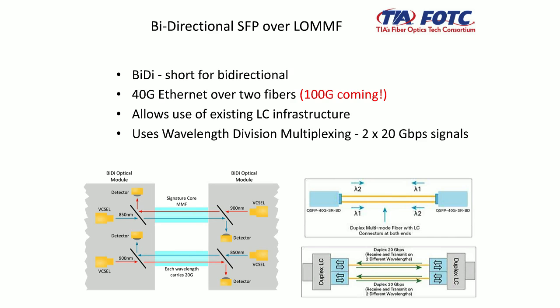Emergent technologies over the last couple of years, there's multiple vendors that have these bi-die. And what these do is set up bidirectional transmission over a single fiber using discrete wavelengths, 850, 900-ish wavelengths. So times 2, if I send 20 each way, times 2, I've got 40 gig.